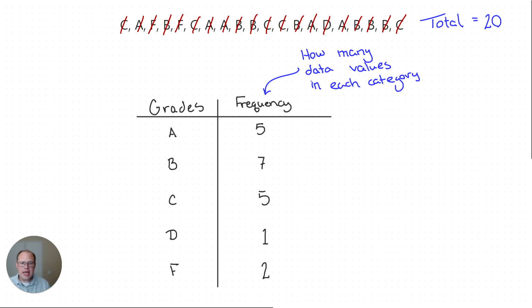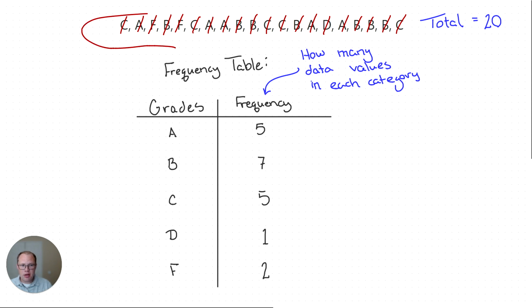Okay, this kind of table where we just count all the different categories and how many data values are in each category, this is called a frequency table. Notice how much easier it is to interpret this frequency table and to quickly understand what's going on with this data as compared to our list of variables above.